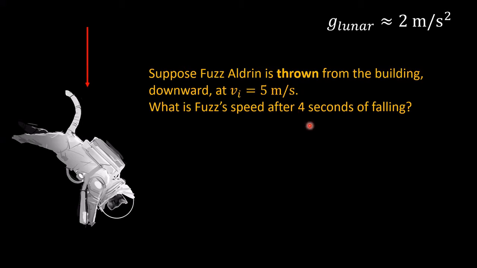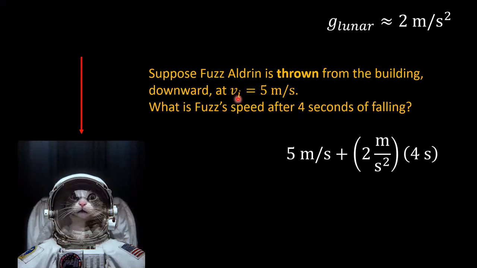Well, if you had just dropped him instead of thrown him, then after 4 seconds, you're picking up speed at 2 meters per second every second times 4. You would be going 8 meters per second. But since you were already going 5, it seems reasonable that you would just add those two numbers, right? This is the additional velocity you gained, or additional speed, due to the gravity field, but you were already going 5 meters per second. That would put you at 13 meters per second. And if that was your answer, you are correct.